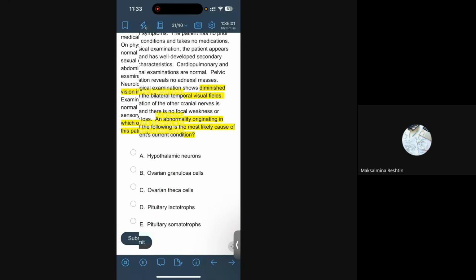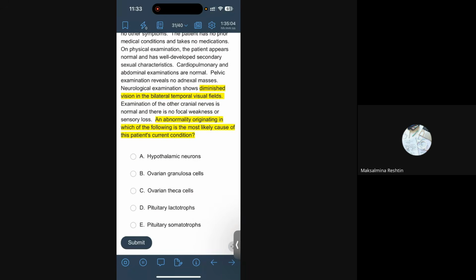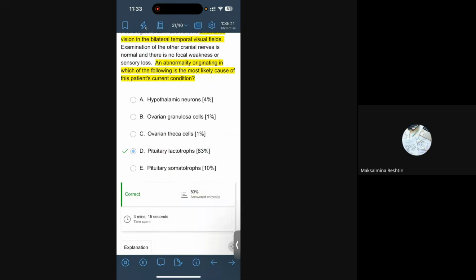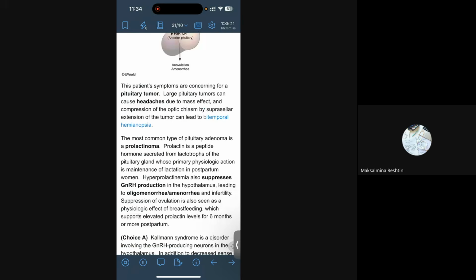Now tell me which one is going to be the right answer here. Pituitary lactotrophs, because these are the ones which produce prolactin. Okay, let's move on to the next one.